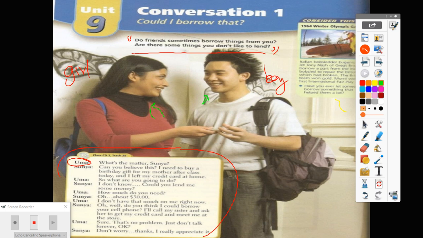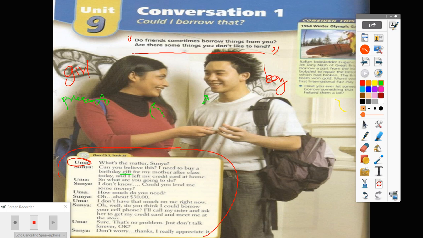Can you believe this? I need to buy a birthday gift for my mother after class today. Gift means present, and present means gift. And I left my credit card at home. You know, in America and Europe, they deal with a credit card rather than cash. They don't have cash on them. They have credit cards, so they can buy products from the shops and stores.